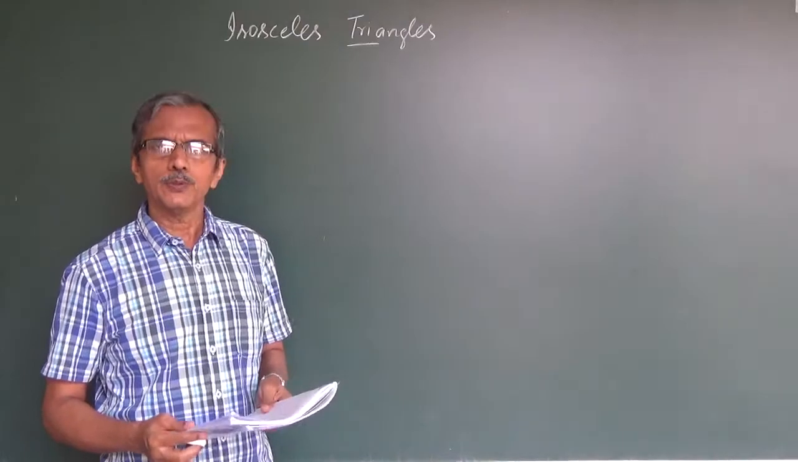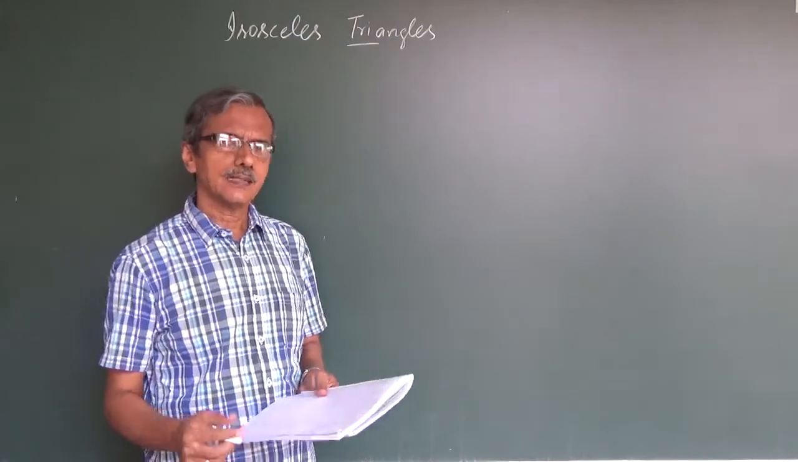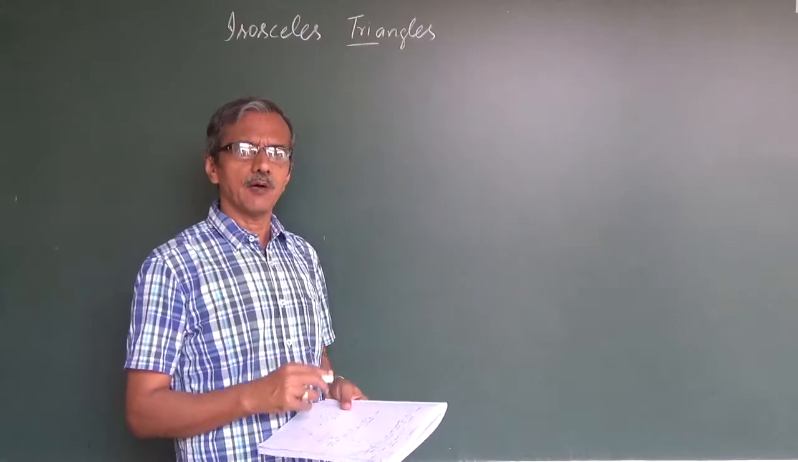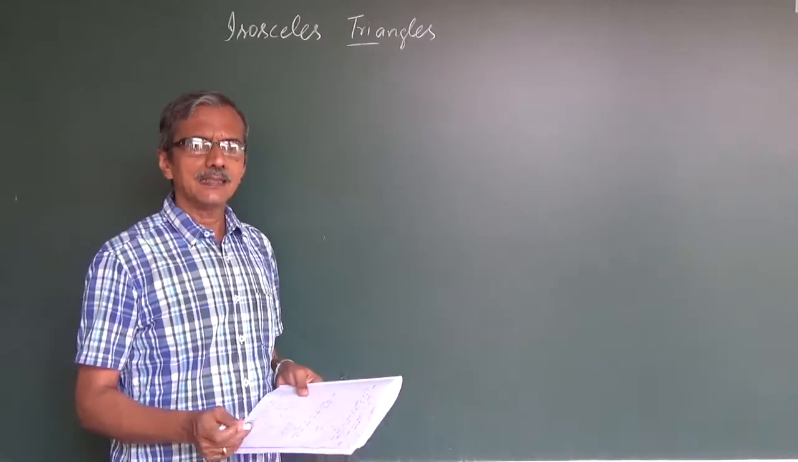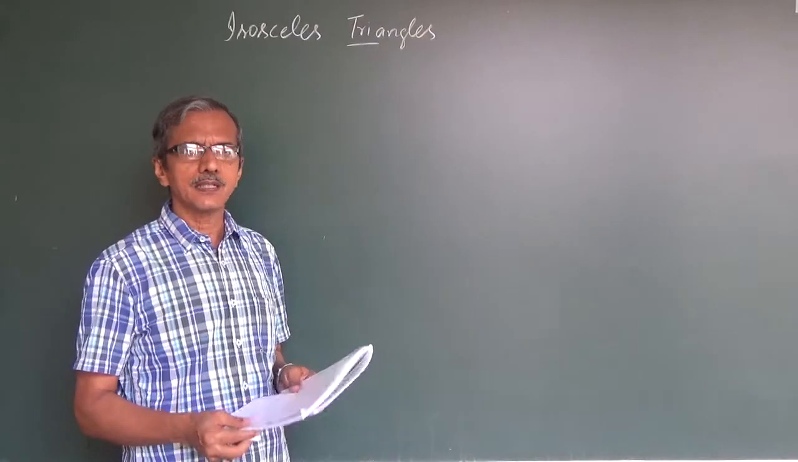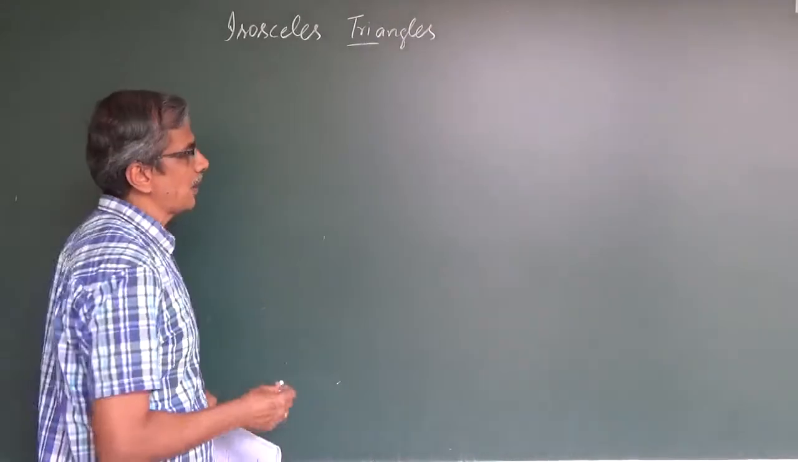Now we move on to isosceles triangles. Last year you learned certain things. We will see with proof. So what is an isosceles triangle? An isosceles triangle is a triangle in which at least two sides are equal.